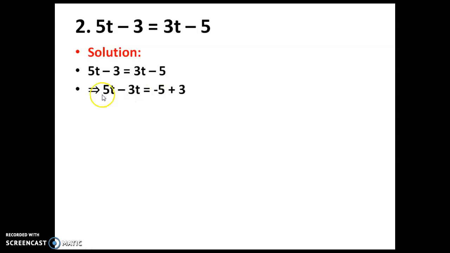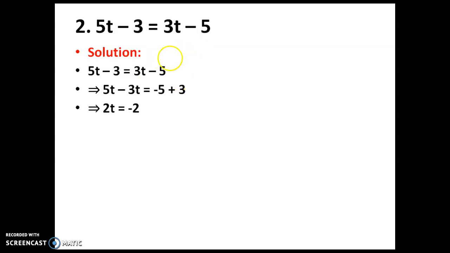So 5t minus 3t is 2t, equal to minus 5 plus 3. Whenever you have one positive and one negative number, you have to subtract the numbers. So 5 minus 3 you have to do. 5 minus 3 is 2. Then what sign do we have to use?